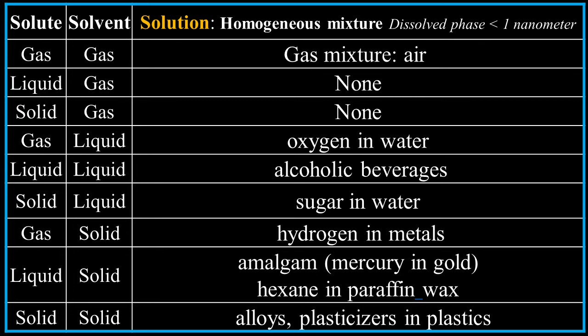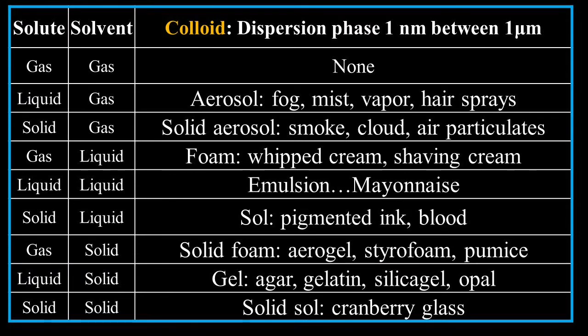gold. And then a solid in a solid would be alloys, plasticizers in plastics. In other words, alloys would be brass, bronze, those would be alloys, or a homogeneous combination of two or more substances resulting in one phase, copper and nickel, etc.